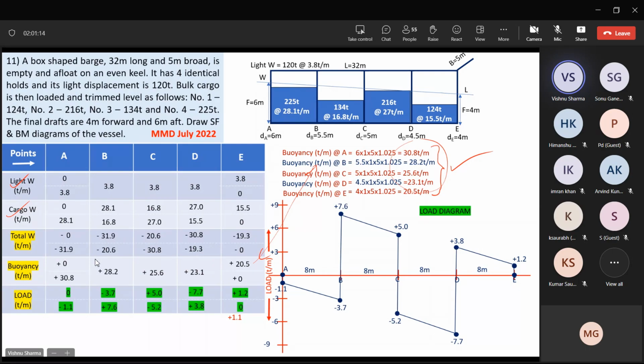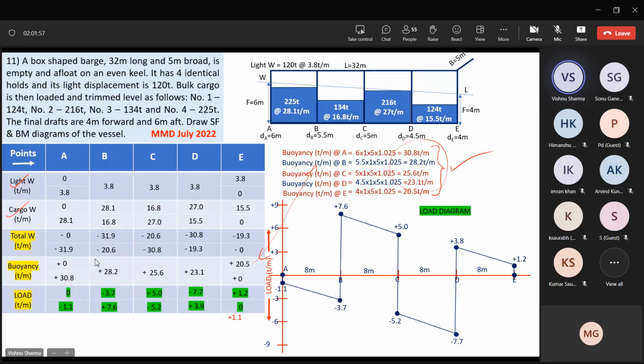Guys, good up to load diagram, please let me know. It's okay, sir. Okay. Now, again, why they are slanting straight lines? Because the buoyancy line is slanting this time, not the cargo. Out of the three, the lightweight is horizontal, cargo weights horizontal, but buoyancy line slanting, and hence the resultant is slanting. Okay. Now we use this load diagram to make the buoyancy.